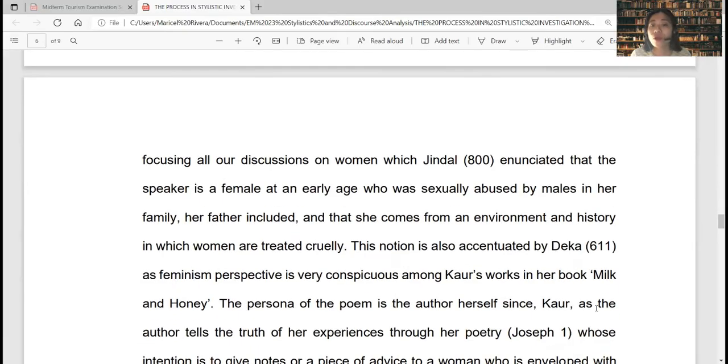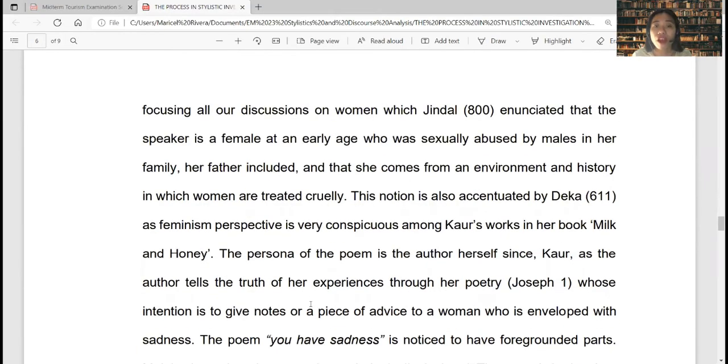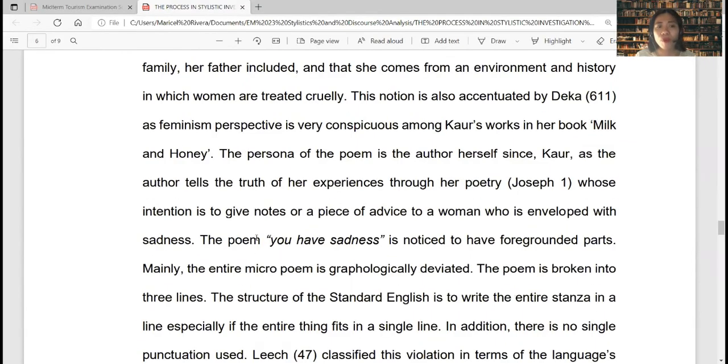So this notion is also, I have evidence, why did I say it? This notion is also accentuated by Decca 611, as the feminist perspective is very conspicuous among Kaur's works in her book, Milk and Honey. So the persona of the poem is the author herself, since Kaur, as the author, tells the truth of her experiences through her poetry. And that's what Joseph claimed, whose intention is to give notes or a piece of advice to a woman who is enveloped with sadness.